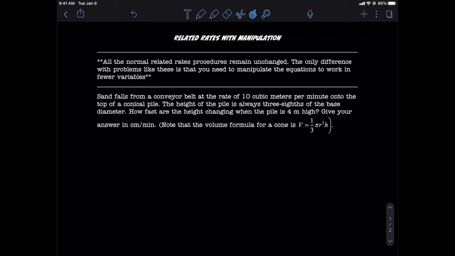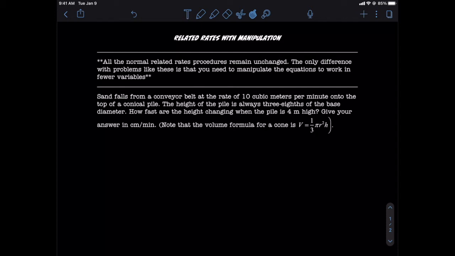The problem reads, sand falls from a conveyor belt at the rate of 10 cubic meters per minute onto the top of a conical pile. The height of the pile is always 3/8 of the base diameter. How fast is the height changing when the pile is 4 meters high? Give your answer in centimeters per minute, and note that the volume formula for a cone is V is equal to 1/3 pi r squared h.